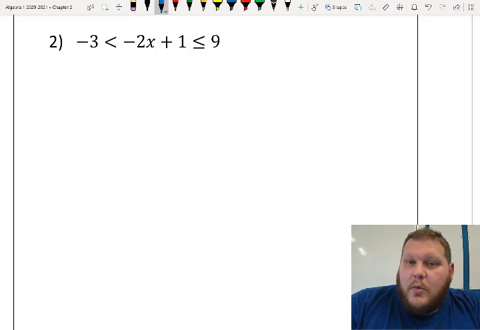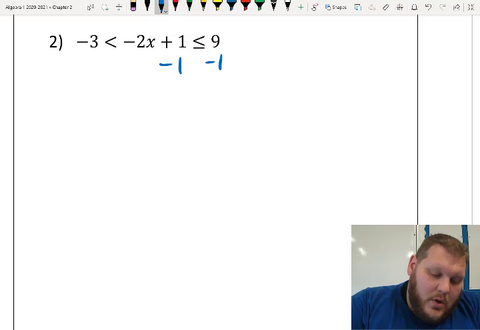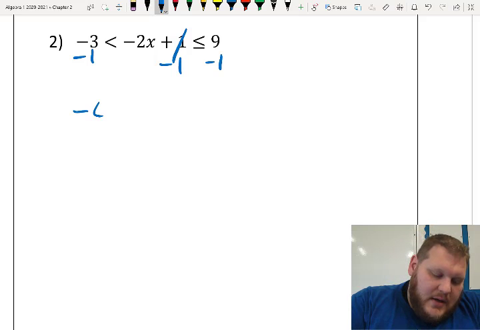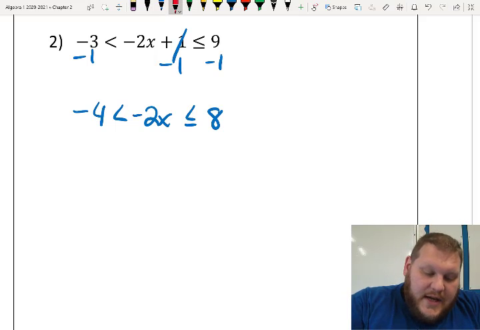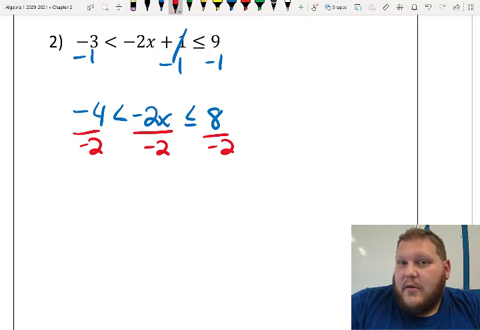For number 2, we're going to start by trying to solve for x. So first step here should be subtracting 1 from the middle term, which means I have to also do that to the left and the right. So that gives me negative 4 is less than negative 2x, less than or equal to 8. And now I have to get rid of that negative 2 attached to my x in the middle. So I'm going to divide by negative 2. And again, what I do in the middle, I also have to do on the left and the right.